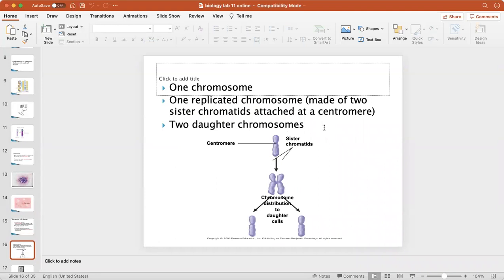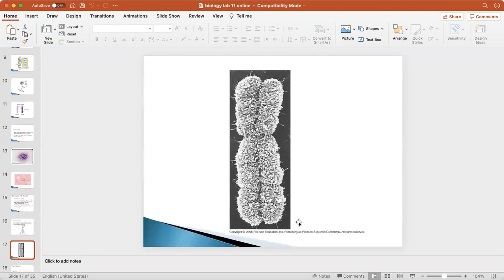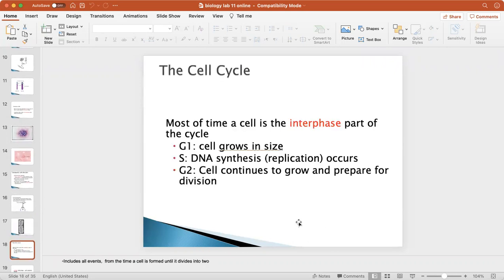So we have one chromosome and one replicated chromosome made up of two sister chromatids attached together at the centromere, and then two daughter chromosomes at the end of cellular division. So here's a look at a chromosome underneath a photomicrograph. Pretty cool to see that in real time.